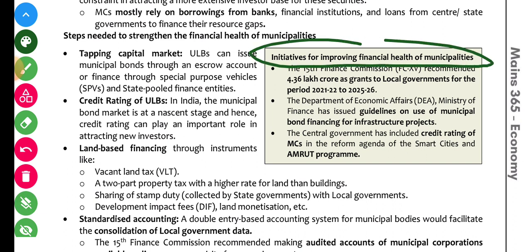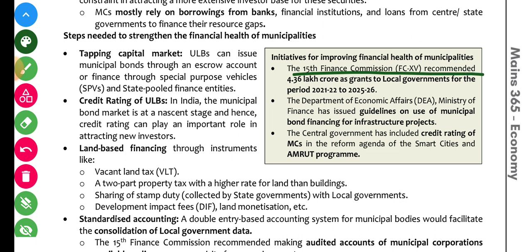Initiatives for improving the financial health of municipalities, because these schemes are very important and will definitely come in questions. So keep this in mind and learn all about it very effectively. The 15th Finance Commission recommended 4.36 lakh crore as grants to local governments for the period 2021-22 to 2025-26. So keep this in mind: 4.36 lakh crore. What period? 2021-22 to 2025-26. Keep this in mind.